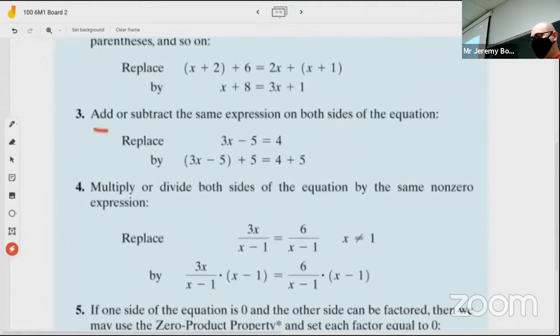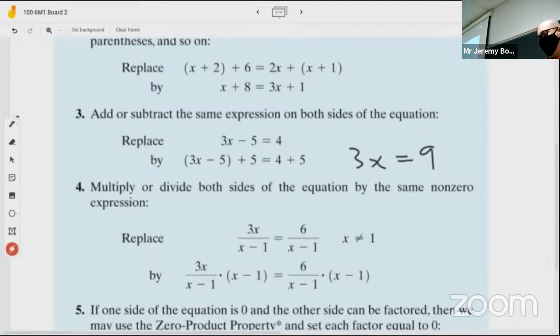Okay, I could add or subtract the same expression to both sides of the equation. That's what we did earlier in the other one. So here we have 3x minus 5 equals 4. They added 5 to both sides, which is going to end up resulting in 3x is equal to 9. So minus 5 and plus 5 will cancel, and the 4 plus 5 would be 9. Questions on that?